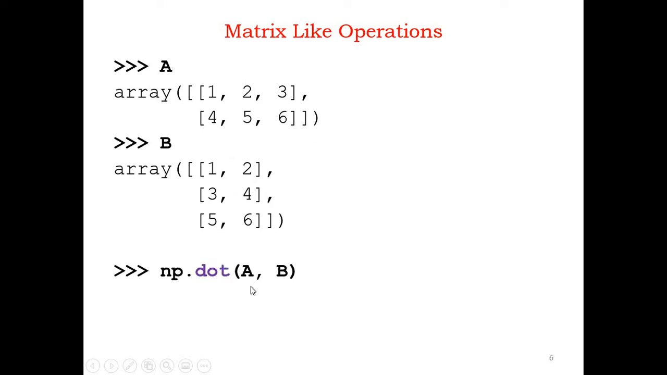The matrix product is actually done by this dot function. If you write np.dot and inside that you write a comma b, it will take the matrix product of A and B. If you place the two matrices side by side, the A matrix and then the B matrix, you go over these rows and these columns. So 1 into 1 plus 2 into 3 plus 3 into 5 will be 22, and so on. This is the real matrix product, and you do this with the dot function.